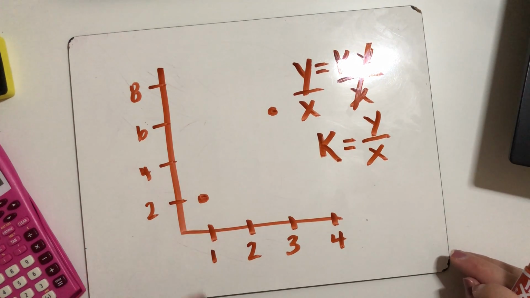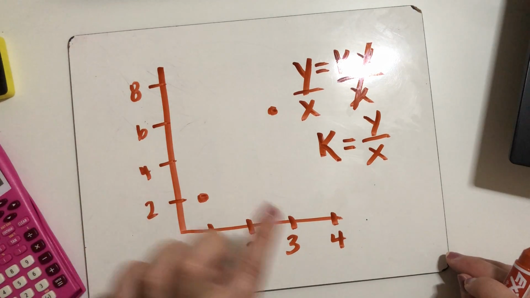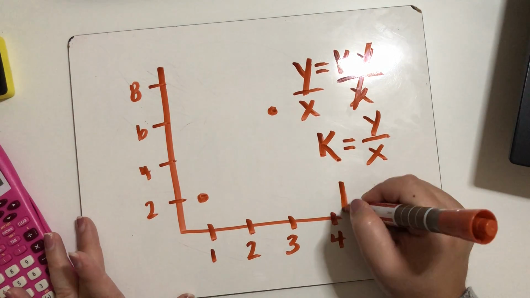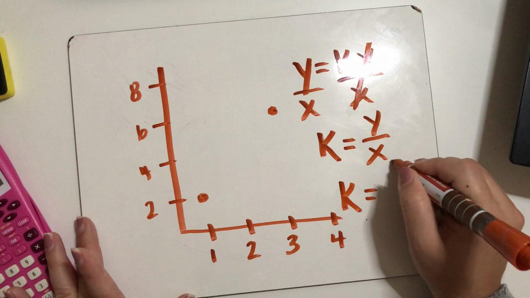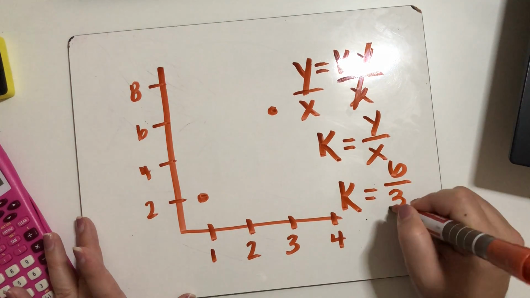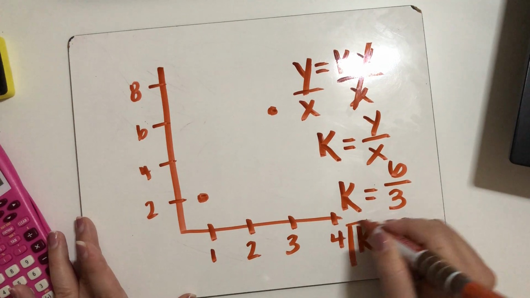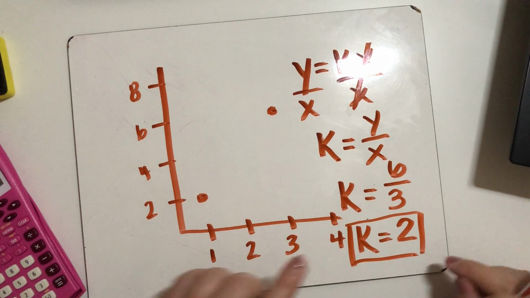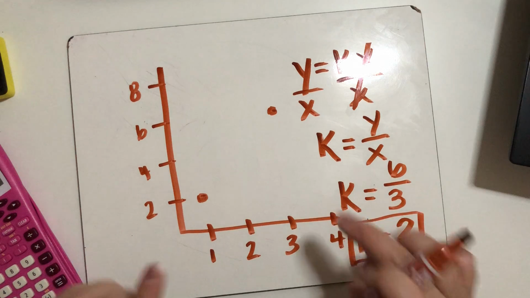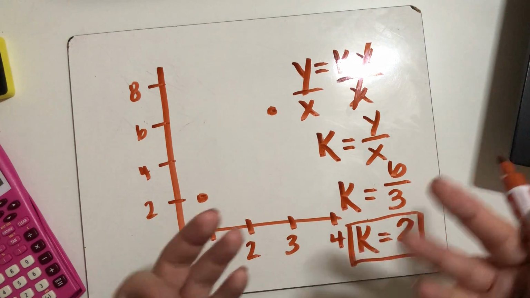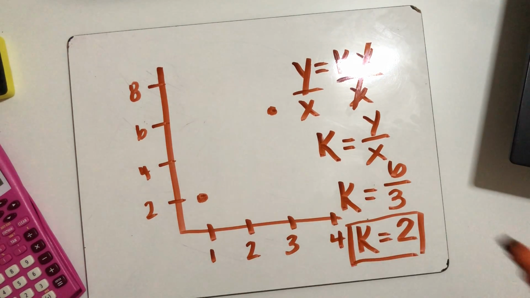So I'm going to take one of these values. So I'm going to take the 6 and the 3. So I'm going to input it there. I'm going to get k is equal to 6 over 3. And when I simplify that, I get 2. So that tells me that 2 is my constant of proportionality, or my slope, and again, or my unit rate, rate of change, whatever you want to call it, because we talked about this, that their names are interchangeable, okay?